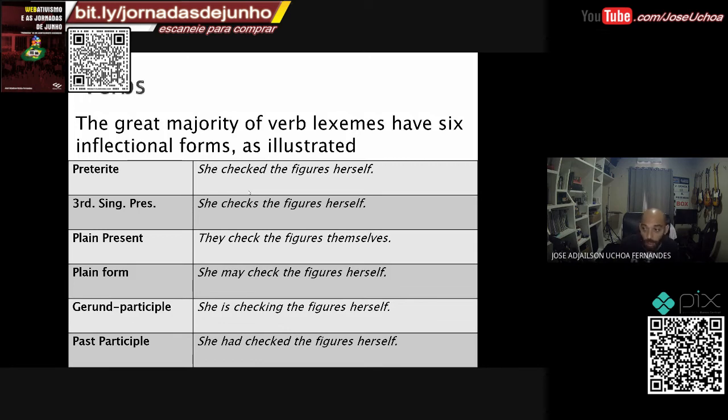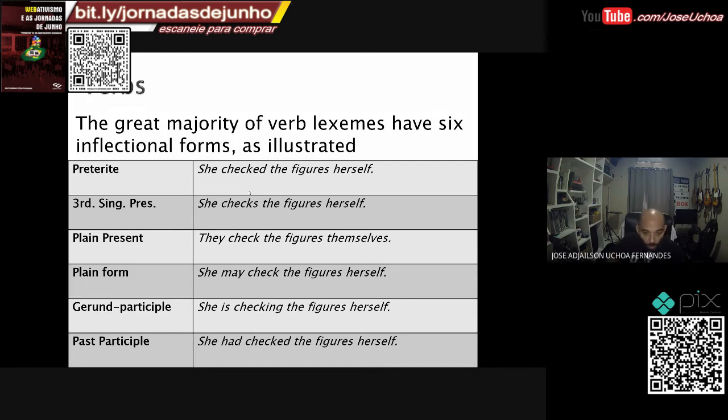What I mean here is that verb form is not the same as verb tense. Verb inflectional form is the raw material. Verb tense is the product of the correct manipulation of verb forms. So the first one being the preterite, which you are familiar with, which is the final ed for regular verbs, like "she checked the figures herself."